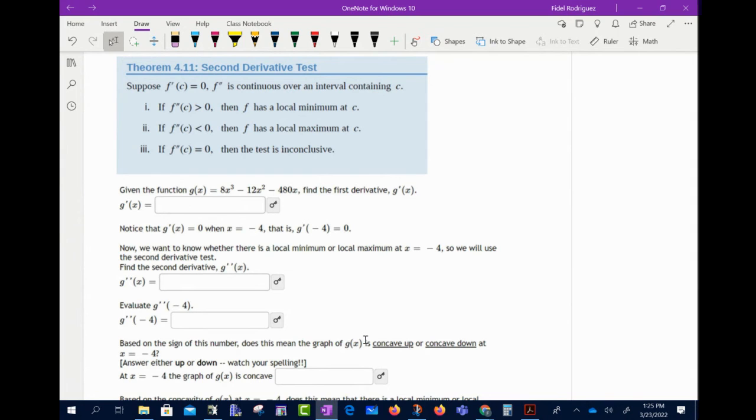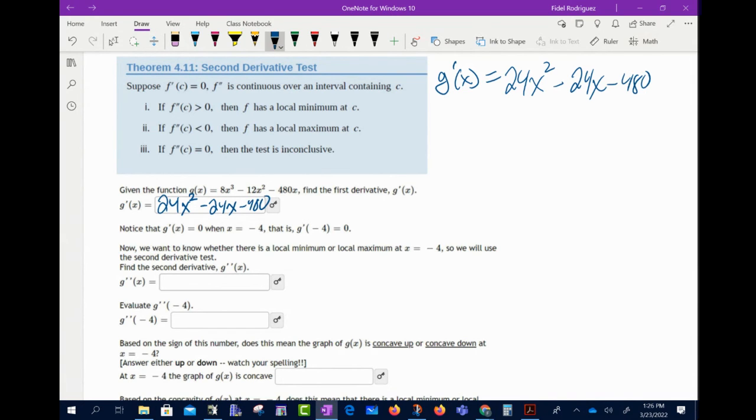Okay, so here's the first example. It says, given the function g of x equals 8x cubed minus 12x squared minus 480x, let's find the first derivative. Okay, that we know how to do. G prime of x, let's see, 24x squared. What comes next? There we go. Okay, that's the first derivative. That's what we're going to plug in right here, y'all. 24x squared minus 24x minus 480.